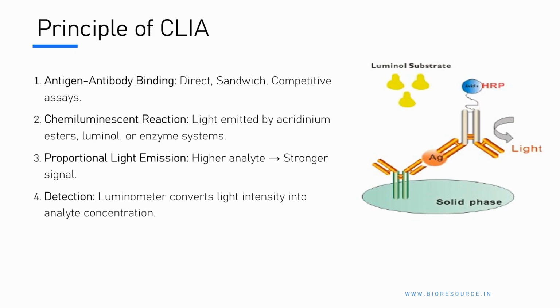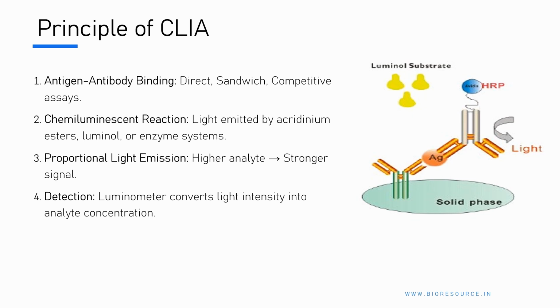First one is the antigen antibody binding in CLIA. The chemiluminescent immunoassay relies on the specific interaction between an antigen and an antibody, forming the basis for detection. The binding can occur in several formats. One is the direct binding, sandwich assay, competitive binding, etc. This step ensures selectivity, making CLIA highly specific and sensitive in detecting the target molecules.